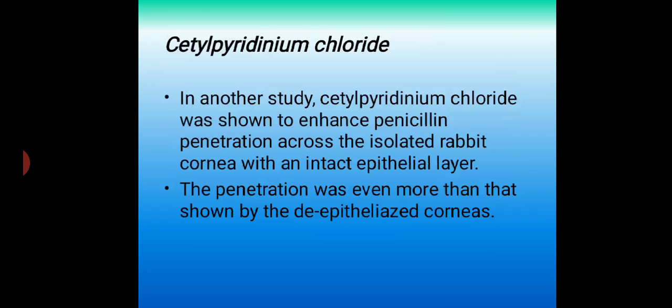The next one is cetylpyridinium chloride. It is proven for the use of penicillin penetration across the rabbit cornea, even more than shown by de-epithelialized cornea. That means administration of cetylpyridinium chloride with penicillin in a rabbit eye proved that it helps in penetration of the penicillin molecule into the posterior segment, and it is better than the de-epithelialized cornea. That means even though the epithelial cells of the cornea are there, this cetylpyridinium chloride acts as a fast penetration agent in permeating the drug substances.